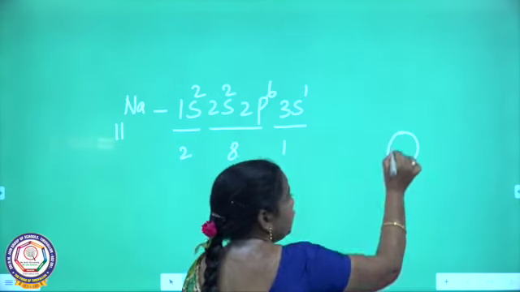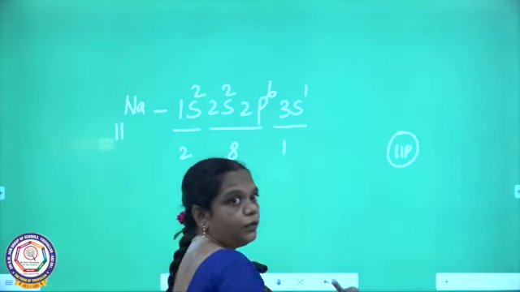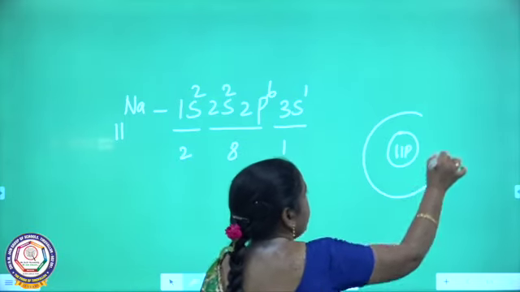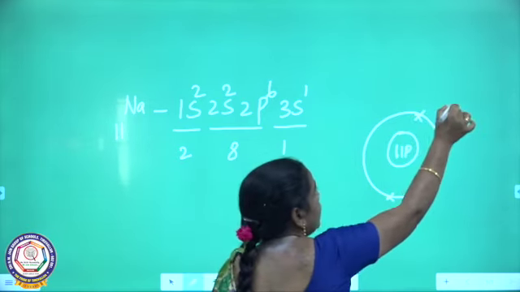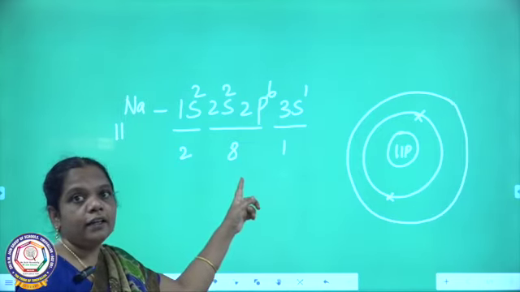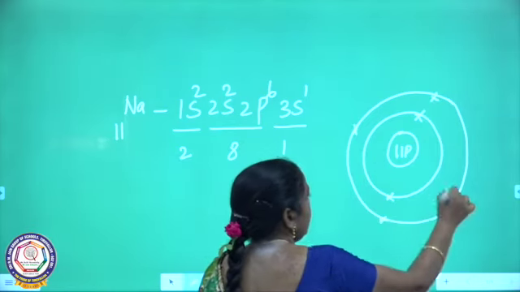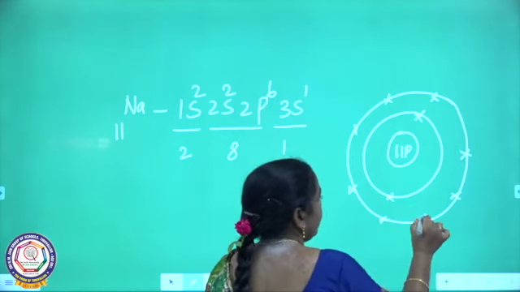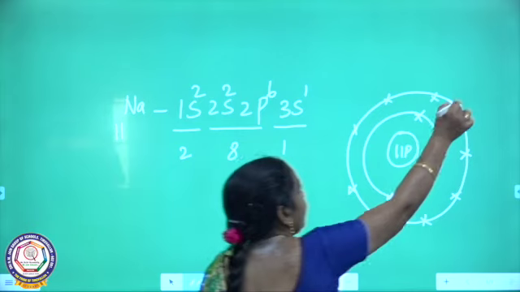This is the nucleus, containing 11 protons, and around the nucleus the electrons are in different shells. The first energy level, the first shell, contains 2 electrons. And how many electrons are in the second energy shell? 8 electrons: 1, 2, 3, 4, 5, 6, 7, 8. And the third energy level contains only 1 electron.